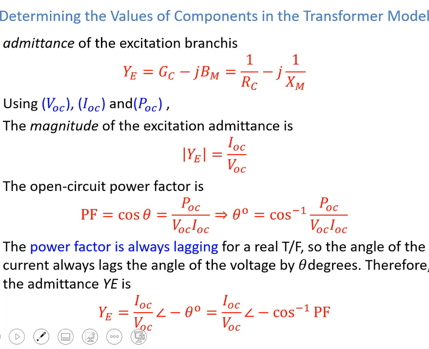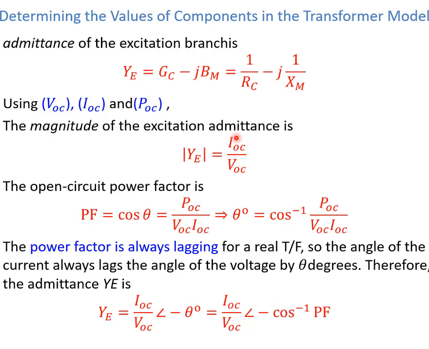Here we can make some calculations. The admittance of the excitation branch, YE, is equal to GC minus jBM, which is equal to 1 over RC minus j 1 over XM. Using the open circuit voltage, open circuit current and open circuit power, we can find out the parameters. The magnitude of the excitation admittance is YE equal to IOC divided by VOC.